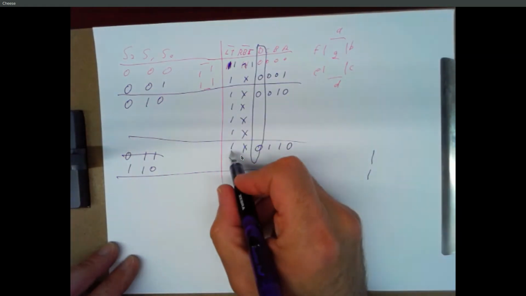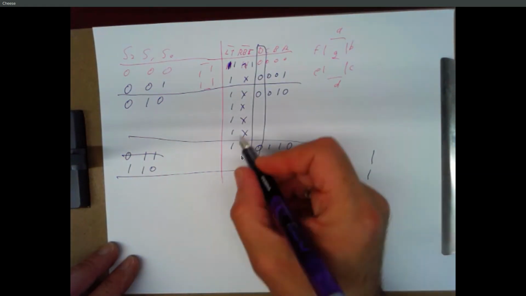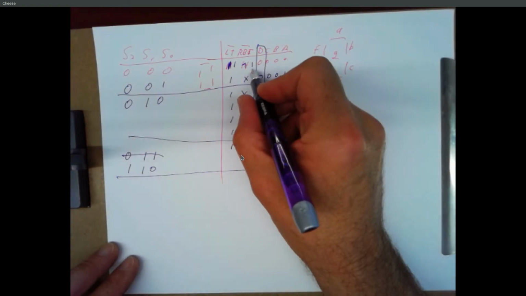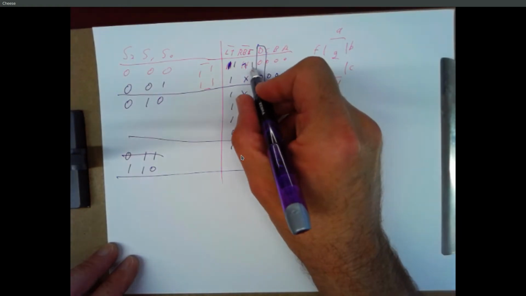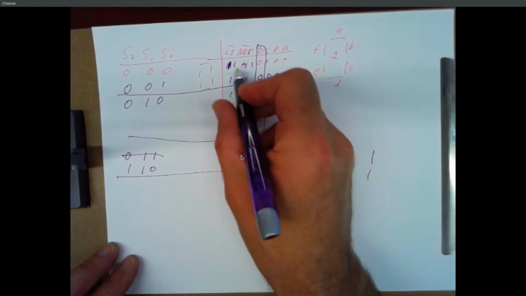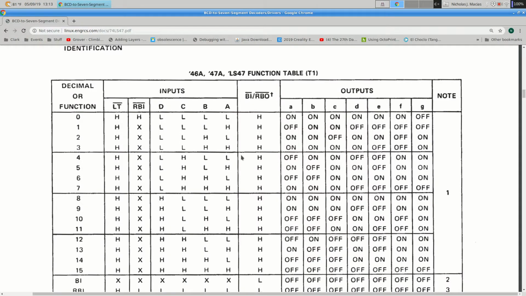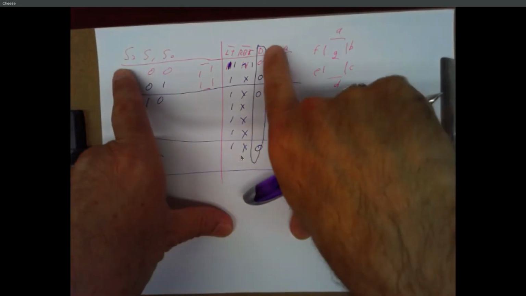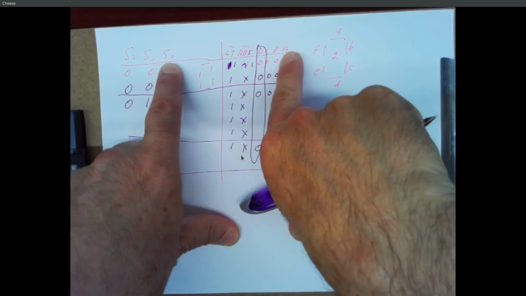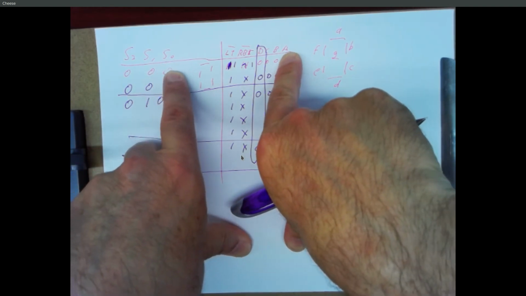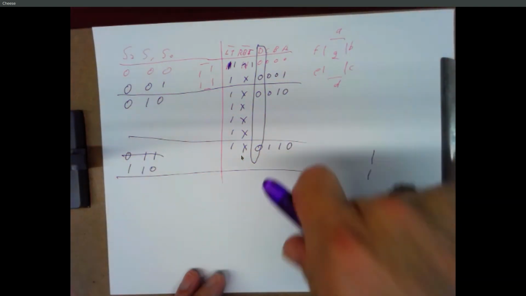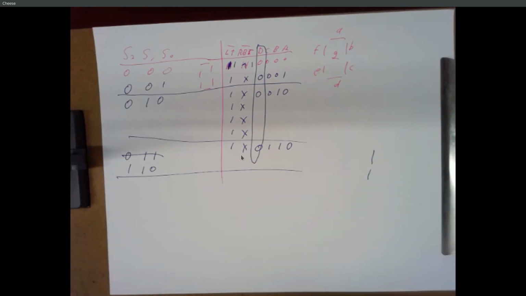LT bar I would connect to VCC through a resistor. RBI bar I would connect to 1 through a resistor, right, 5 volts. Because in these cases it doesn't matter, but in that first row it suggested that RBI bar should be high. So connect LT bar, RBI bar to 1, connect D to 0, and then S2 goes to C, S1 goes to B, S0 goes to A. Hook up power and ground, hook the 7 outputs to your 7 segment, and you should see glorious digits.